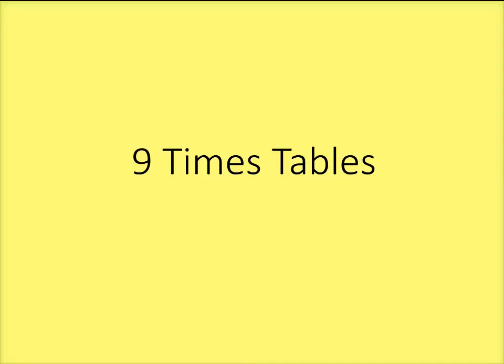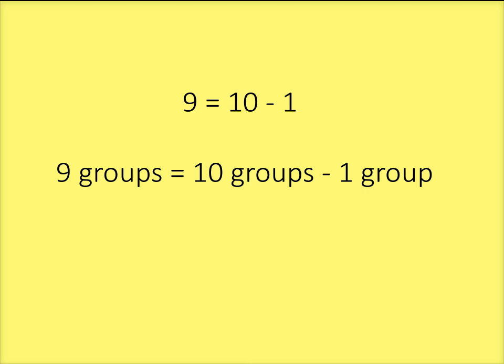In this lesson, we're going to look at the 9 times tables. First of all, we're going to start by using a split strategy similar to ones we've looked at before. So let's do that now. We know that 9 is the same as 10 minus 1. So when it comes to multiplication, we can think of 9 groups as 10 groups minus 1 group.